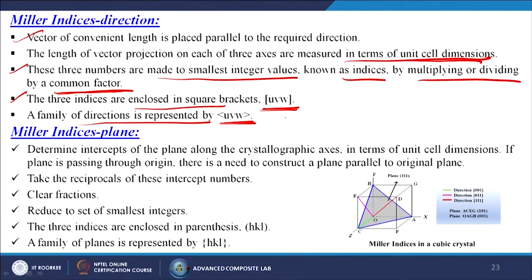Now we are going to discuss the Miller indices for planes. Determine the intercepts of the plane along the crystallographic axes in terms of unit cell dimensions. If the plane is passing through the origin, there is a need to construct a plane parallel to the original plane. So first you are making a plane that does not pass through the origin itself. Now take the reciprocals of these intercept numbers, clear fractions and reduce to a set of smallest integers. The 3 indices are enclosed in parentheses, like within the first bracket, HKL. A family of planes is represented by the second bracket, that is HKL.